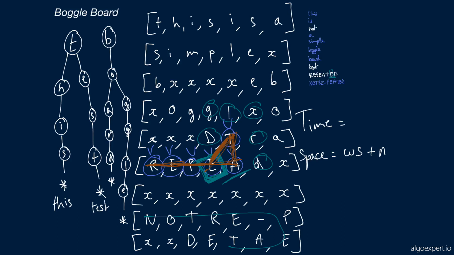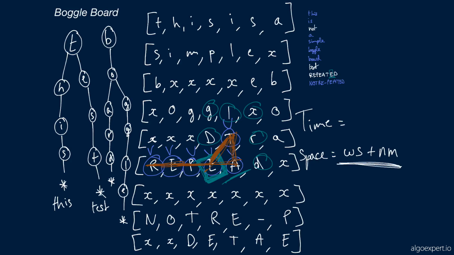So the most number of calls, or frames, on the call stack that are going to be taken up at once, is going to be S, where S is the length of the longest word in our list. Why did my M get erased here? So this is going to be the space complexity, WS plus NM.